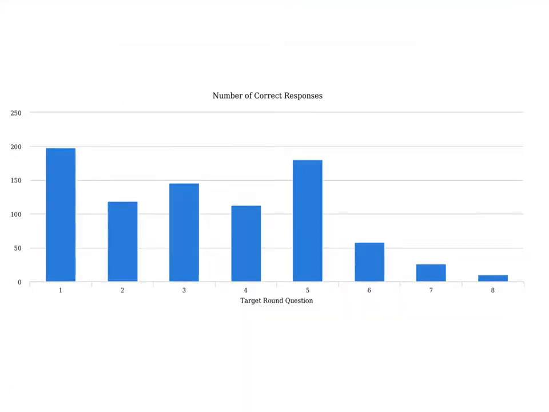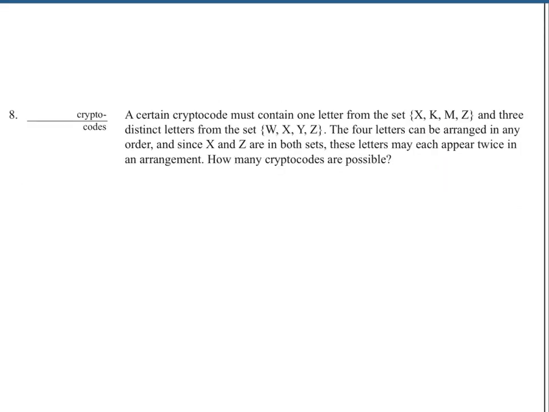I like to give little tutorials on the most commonly missed problems at the national competition, and boy, this one was a doozy. Oh, look here at number 8. So few people got that right. Looks like less than 10, probably. So you're wondering what could be so hard?